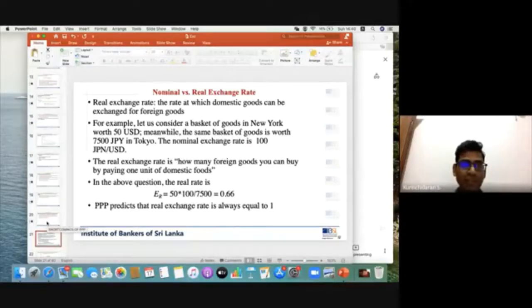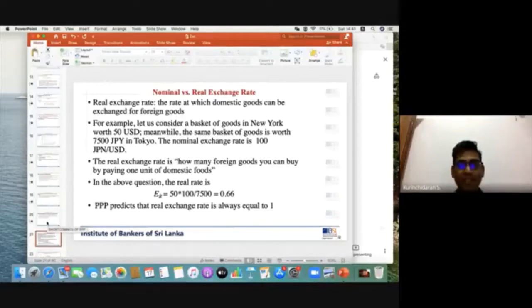Okay. So the real, as I said, always goes with the real goods and services, right? So nominal exchange rate is how much you can exchange one currency for another. That's a currency exchange. But when it comes to real exchange rate, that's the rate at which domestic goods can be exchanged for foreign goods. It's a goods exchange, right? Let us look into this example.